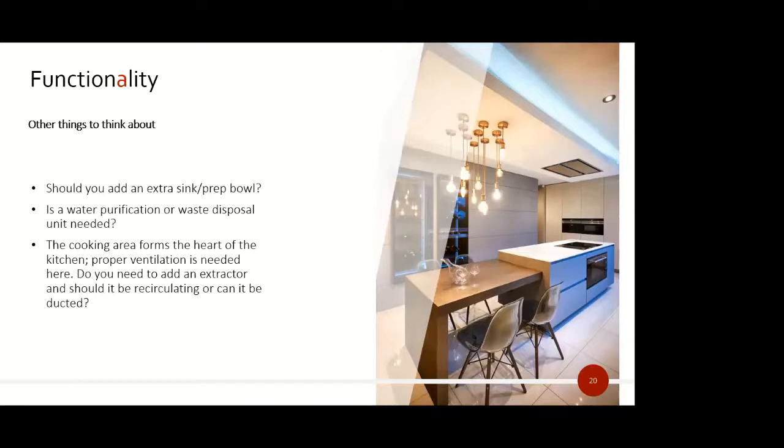Other things we should think about. We've been talking about the sink, which is normally used for cleaning, but sometimes just a prep bowl is also very nice to put in the area and to utilize in your cooking triangle. Maybe there's a disposal unit or a water purification unit you need to add into the kitchen. This needs to be kept in mind as well, deciding what kind of cupboards you're going to be putting. And of course, the cooking area is the heart of the kitchen. You're going to be generating a lot of heat there, so ventilation is very important. You need to consider maybe adding an extractor, or also look at the natural flow of air in the kitchen that can assist with the disposal of the heat in that area.